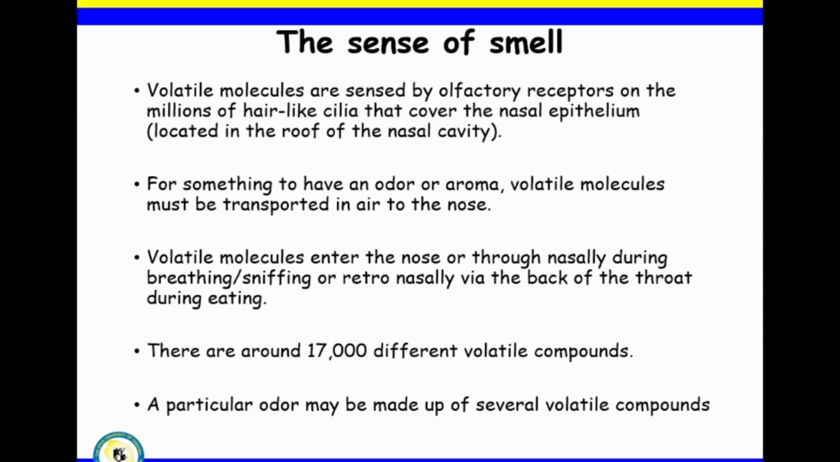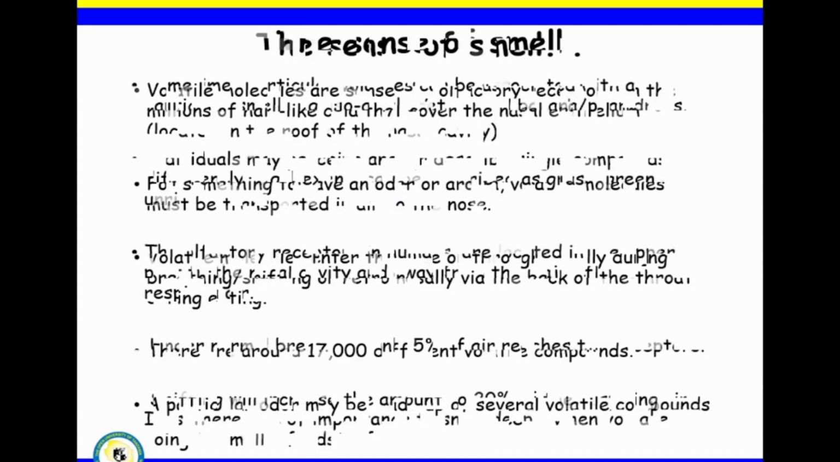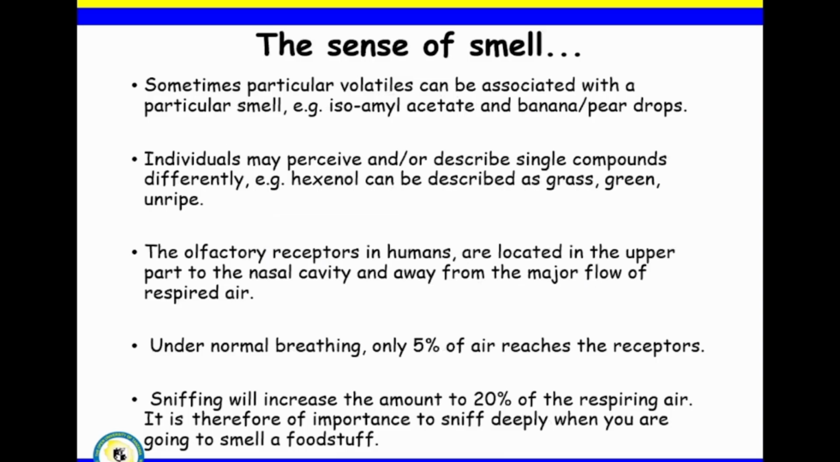Volatile molecules enter the nose nasally during breathing or sniffing, or retronasally via the back of the throat during eating. There are around 17,000 different volatile compounds. A particular odor may be made up of several volatile compounds. Sometimes particular volatiles can be associated with a particular smell, for example, isoamyl acetate and banana or pear drops. Individuals may perceive and or describe single compounds differently.